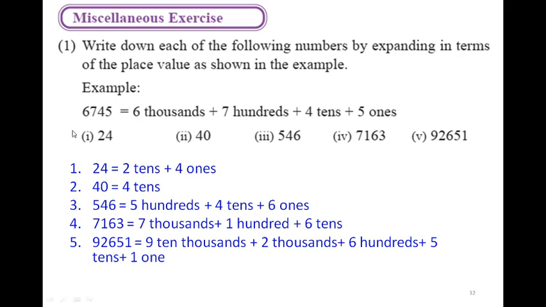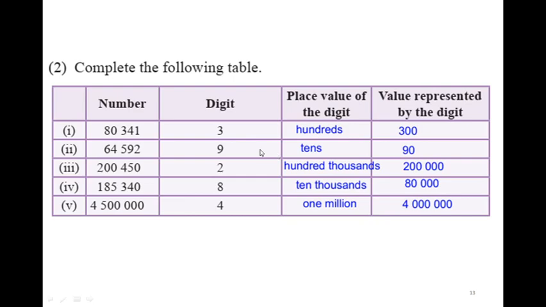Here we have given an example. This number is written as 6,700, 4 tens, 5 ones. So how do we write 24? This is about the positions question, so we have to identify the position of each digit. 4 is in ones position. 2 is in tens position. So 2 tens plus 4 ones. Okay. So you have to do all the exercises and check with this.